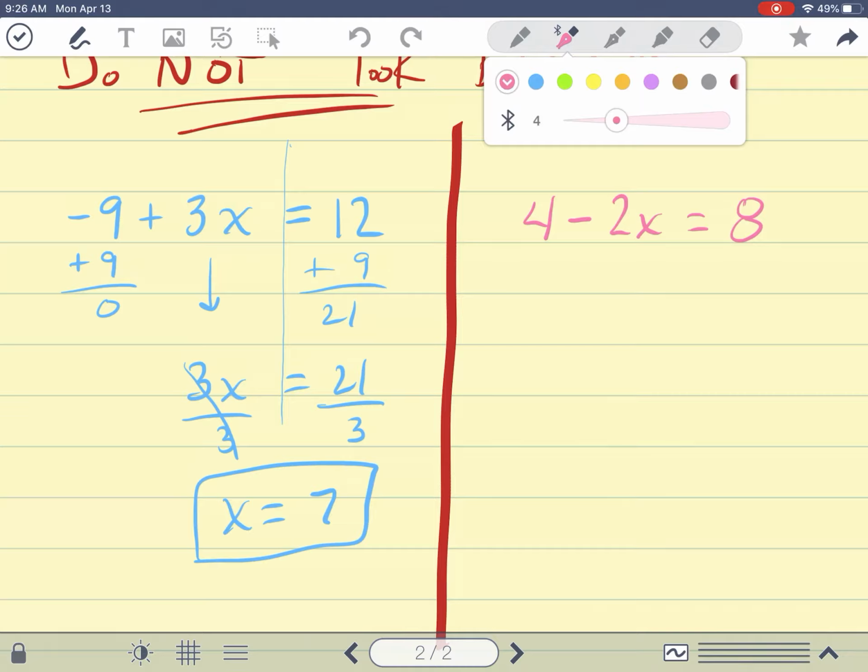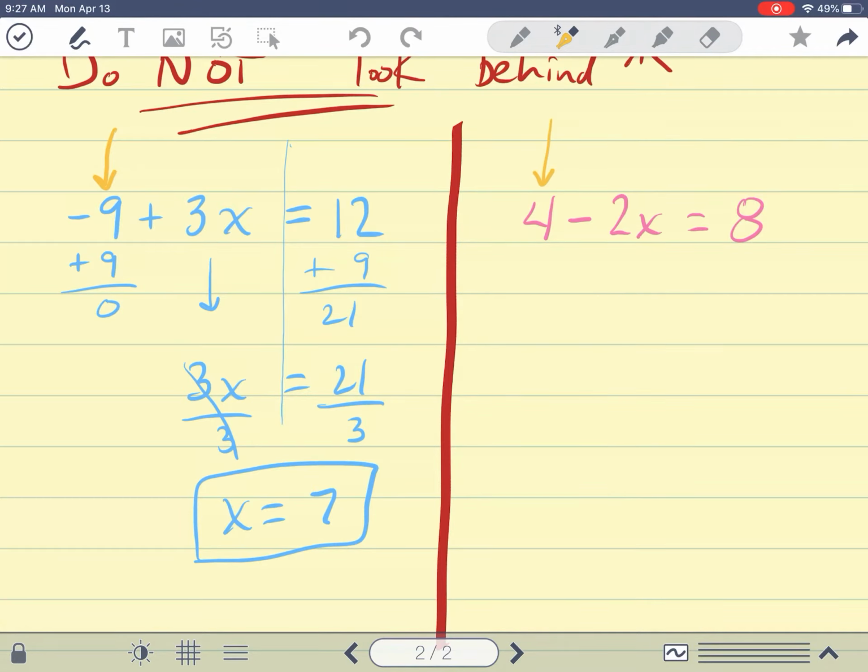This is what I mean by don't look behind the number. On the left side, the negative sign was in front of the 9. But on the right side, the negative sign is behind it. The subtraction is behind it. Some people look at it and say, oh, that's a subtraction, so I need to add 4 here. No, that is not correct. In front of this 4, there is nothing, which means it has to be an addition. Do not look behind it.